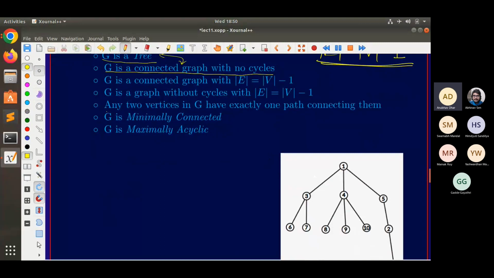For the next part, for a given G and any two vertices U and V, there is exactly one path from U to V.